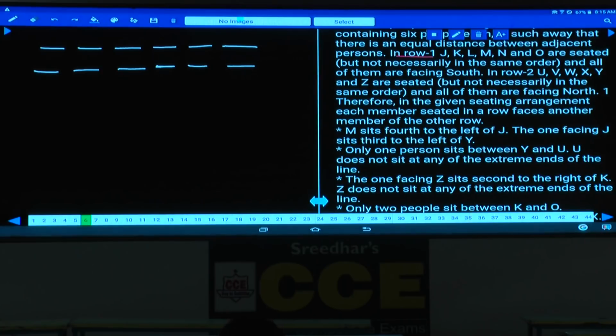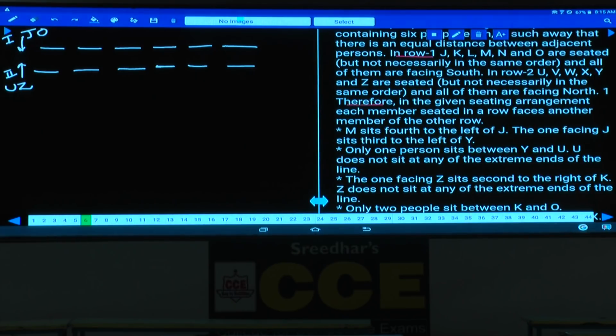And in row 1, J, K, L, M, N, and O are seated and all of them are facing south. Now south means, this is row 1 and these persons are facing towards south. And who are the persons in row 1? J to O are the persons in row 1 and this is row 2. Now in the second row, U, V, W, X, Y, and Z. That means U to Z are the 6 persons seated in row 2 and these persons are facing towards north. Clear? 6 persons towards south and 6 persons towards north. And all of them are facing north.